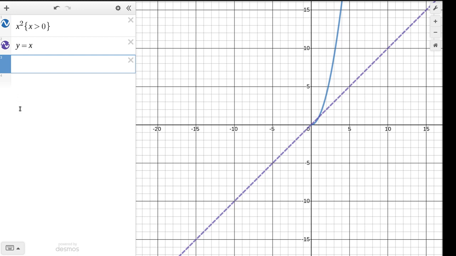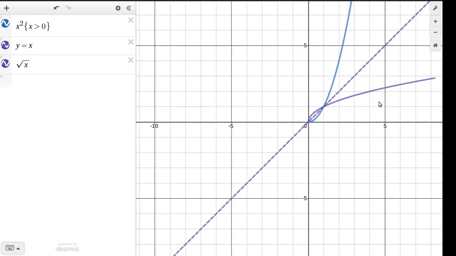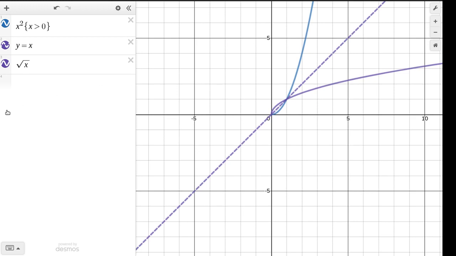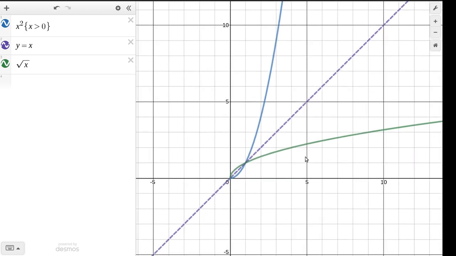And so the inverse is going to be the square root of x. And I want to make that green so it stands out. And we should notice something about the inverse. It looks very similar to our original function.